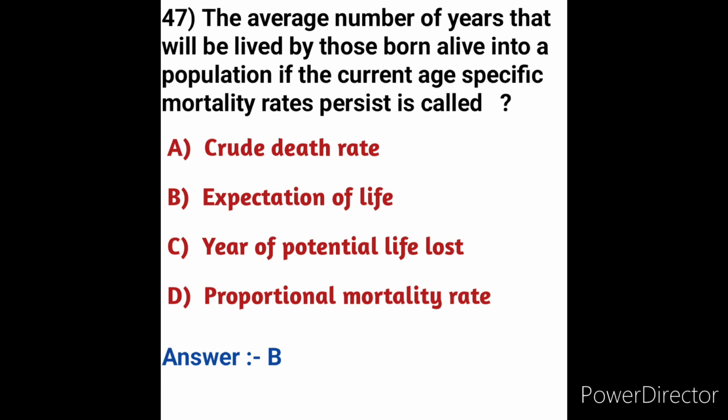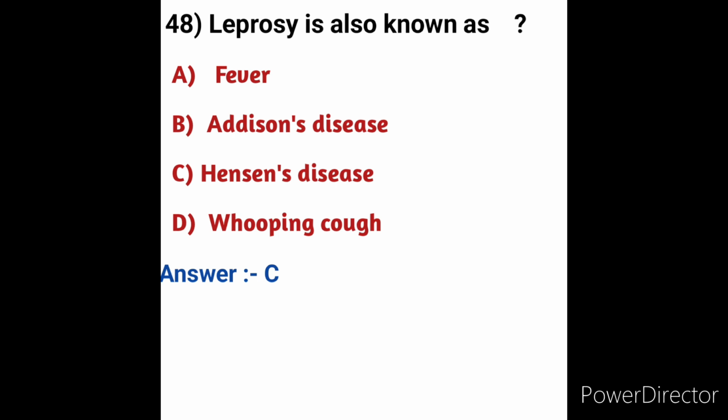Next, move on to question number 48. Leprosy is also known as option A, fever, option B, Addison's disease, option C, Hansen's disease, option D, whooping cough. Leprosy is an infection caused by a slow growing bacteria called Mycobacterium leprae. It can affect the nose, skin, eyes and lining of the nose. The microorganism was discovered by Dr. Gerhard Hermann Hansen in 1874. That's why the illness is called Hansen's disease. So here option C is the correct answer. Leprosy is also called Hansen's disease.